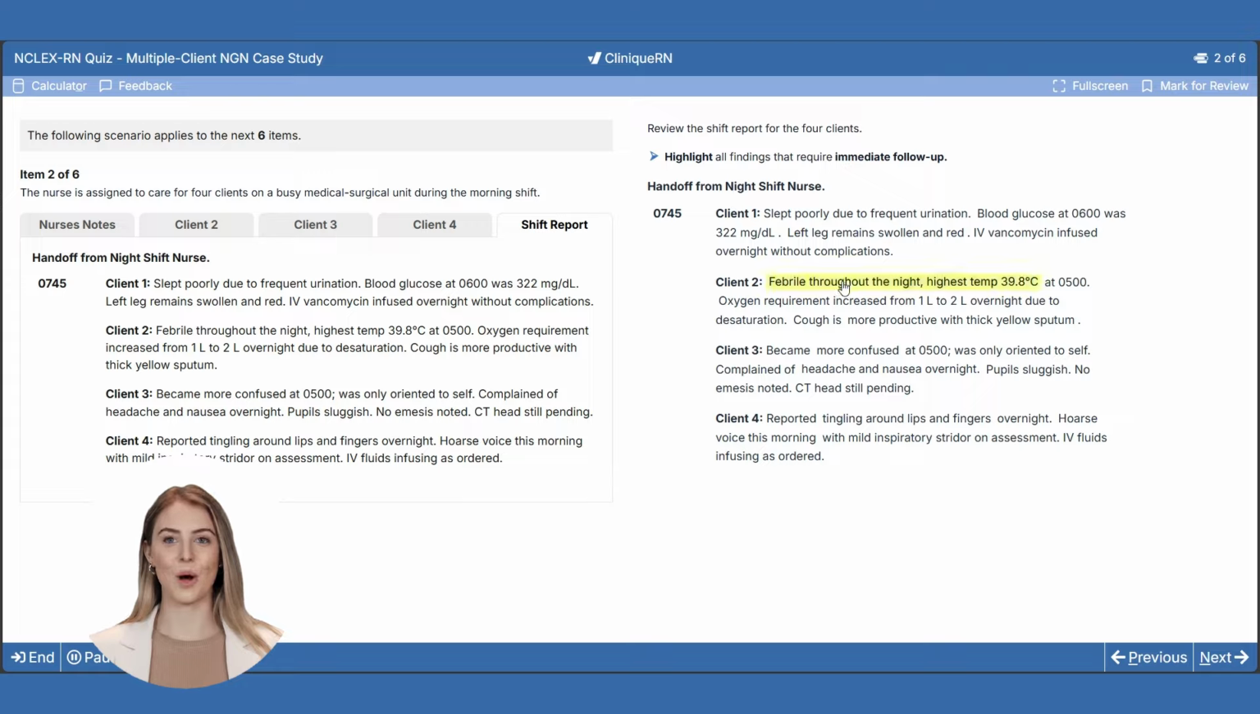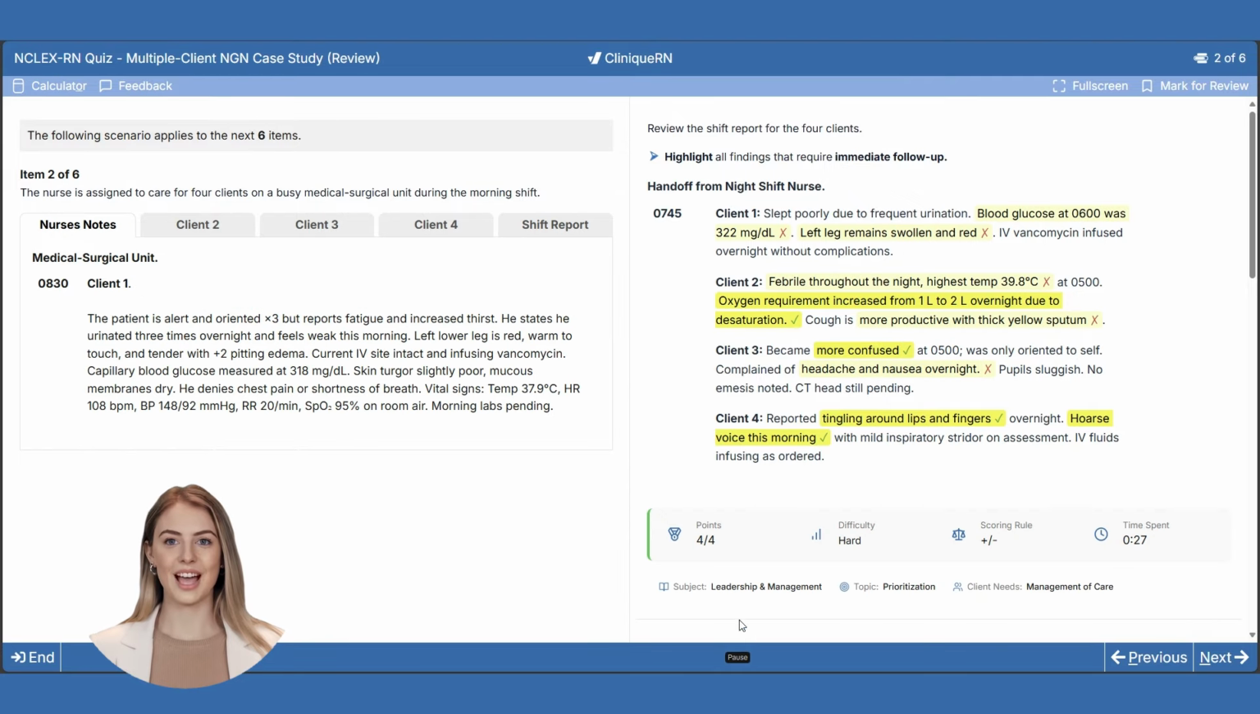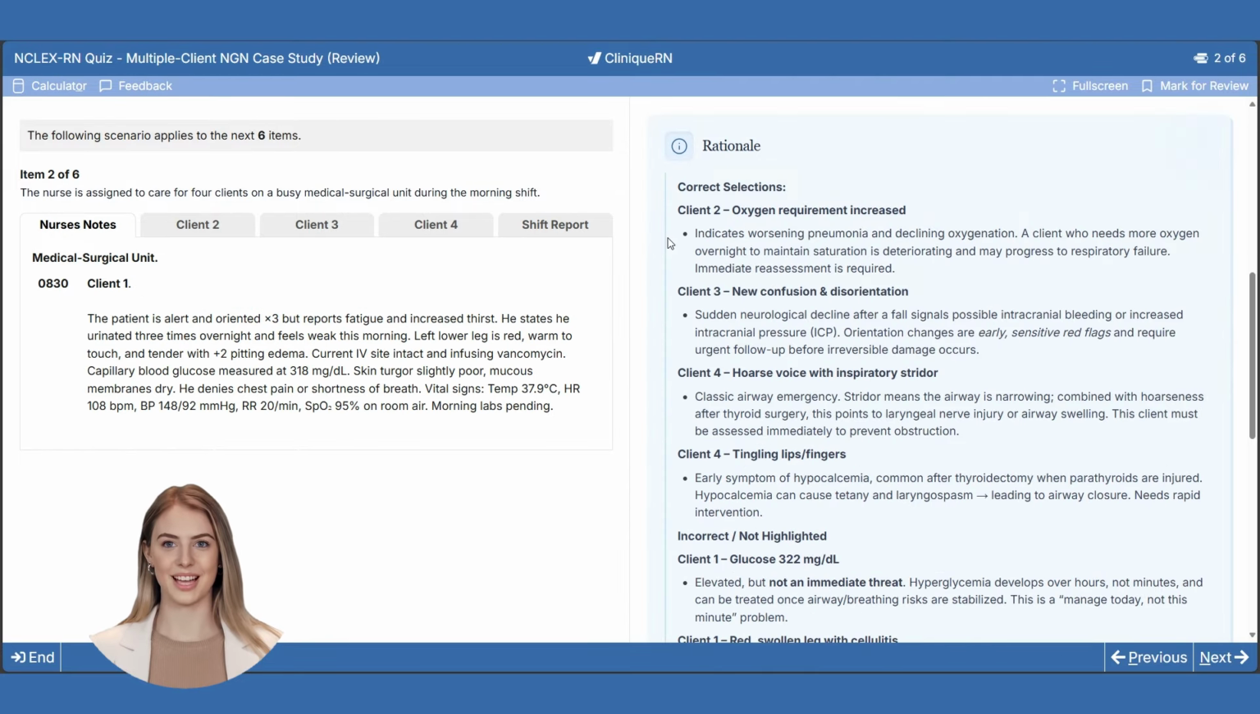The findings that require immediate follow-up are: oxygen requirement increased from 1 liter to 2 liters overnight due to desaturation. More confused. Tingling around lips and fingers. And finally, hoarse voice this morning. Rationale for both correct and incorrect selections.